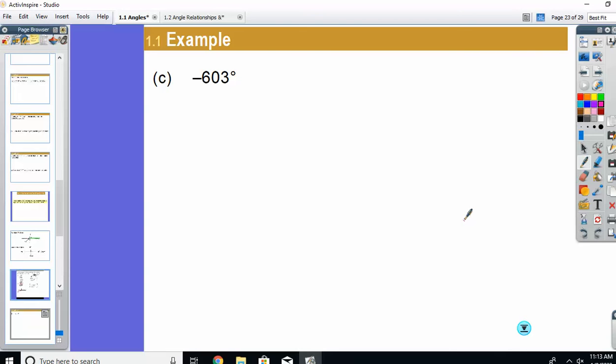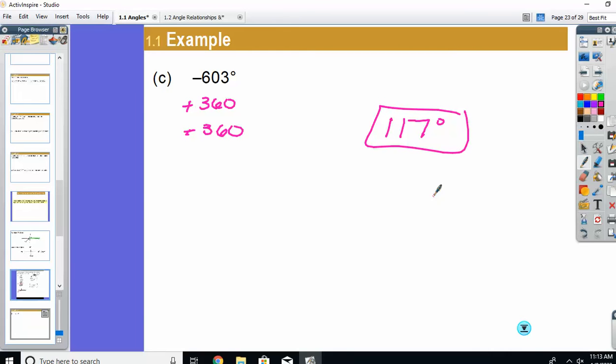So you add 360 how many times? 2. You had to add it twice. And what'd you get for your final angle? 117 degrees. Okay, so you guys can find coterminal angles if needed.